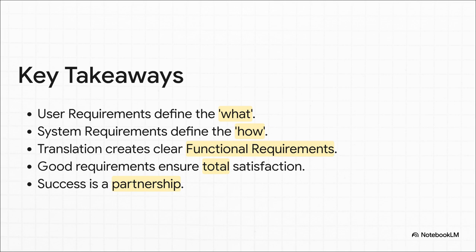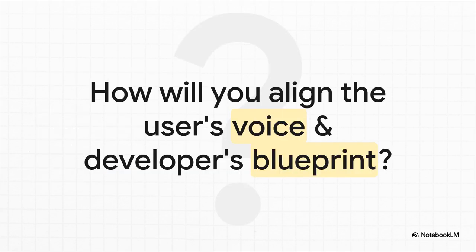And probably the most important point of all, success is a partnership. It absolutely requires the user's vision and the developer's blueprint to be working in perfect harmony. And that partnership really is everything. So we'll leave you with this to think about. On your next project, how are you going to make sure that the user's voice and the developer's blueprint are perfectly aligned? Because getting that right from the very beginning, well, that makes all the difference.